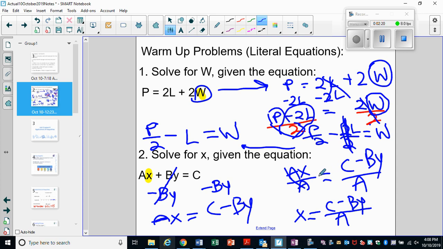So now, next step, go up this way. Both sides get divided by a. The a's cancel out, we're left with x. And then the c minus by over a, we're going to leave as is because there's no common factor amongst the three terms, the c minus by and the a term in the denominator. So we're going to leave it as is, no hard method. We stop here.